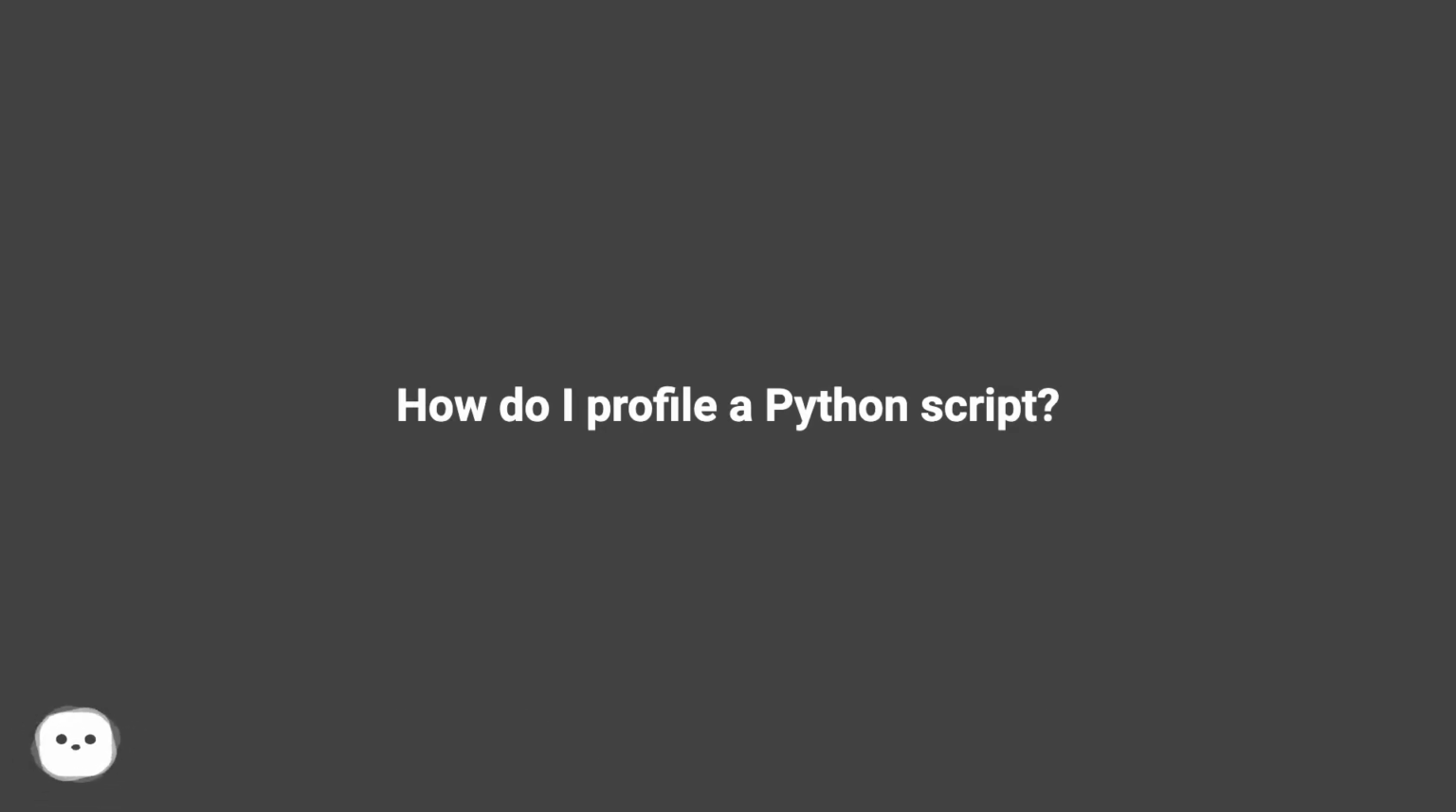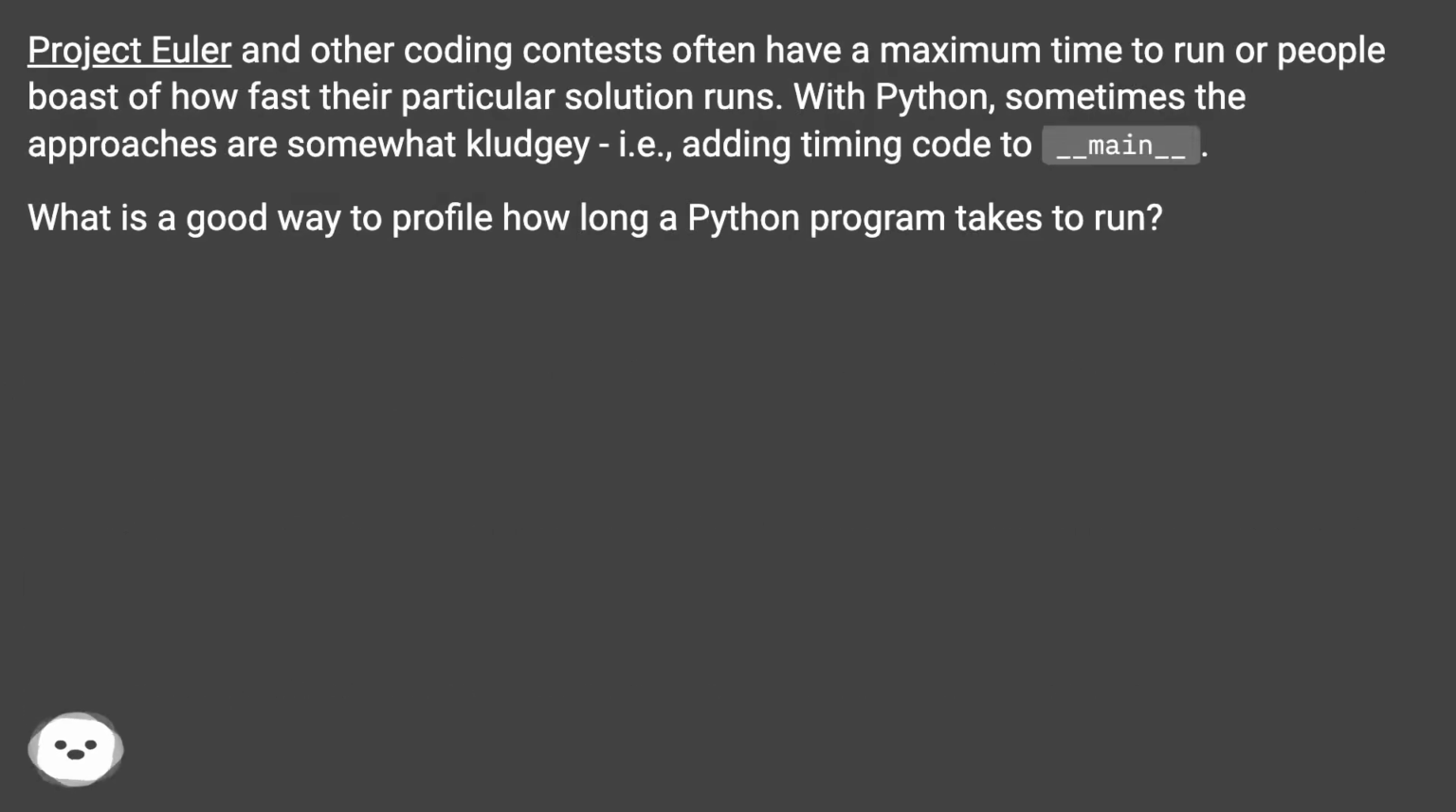How do I profile a Python script? Project Euler and other coding contests often have a maximum time to run, or people boast of how fast their particular solution runs. With Python, sometimes the approaches are somewhat kludgy, i.e., adding timing code to __main__. What is a good way to profile how long a Python program takes to run?